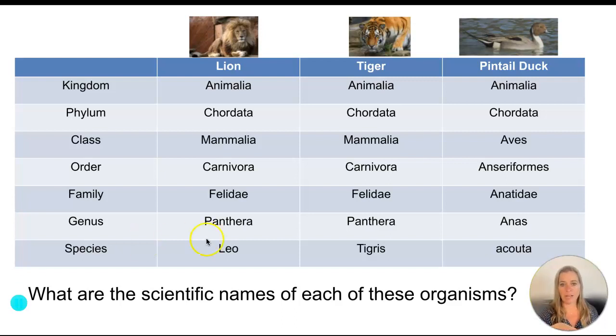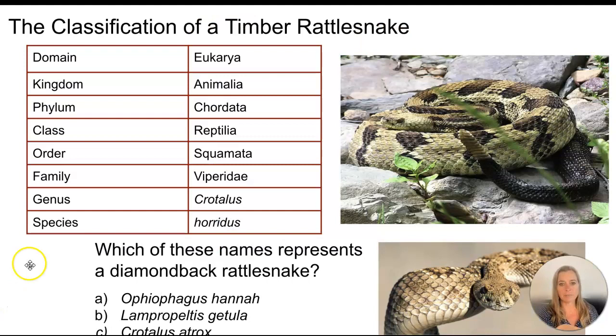It should be Panthera leo, Panthera tigris, and Anas acuta. Now, what's really important is to see that you've got Panthera here and Panthera here and Anas here. These are in a different genus, right? This is in a different genus. So if organisms stay the same longer as we're going down this classification order, the more closely they are related.